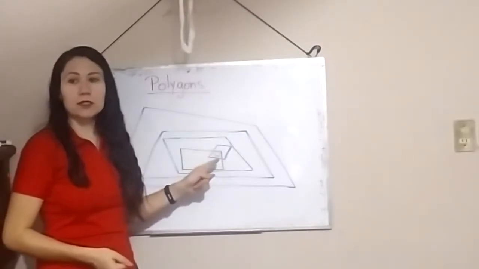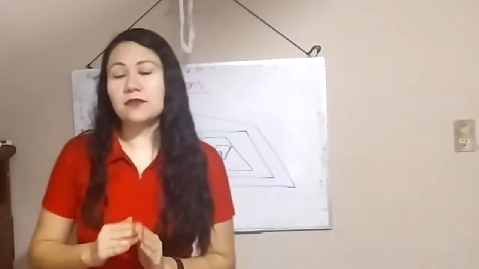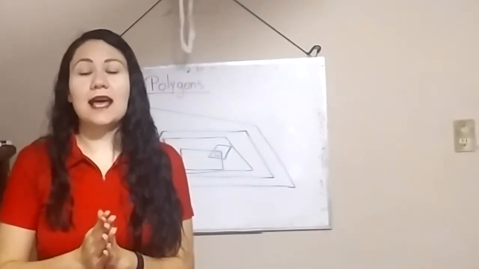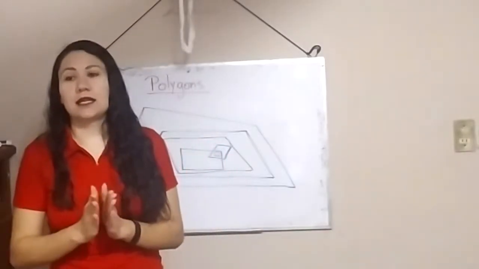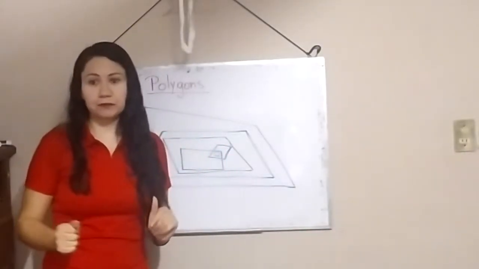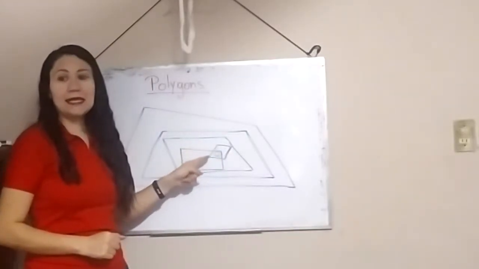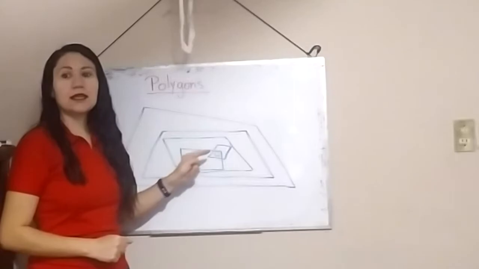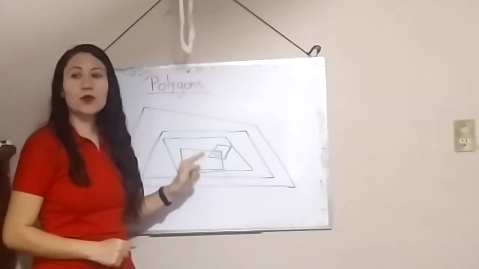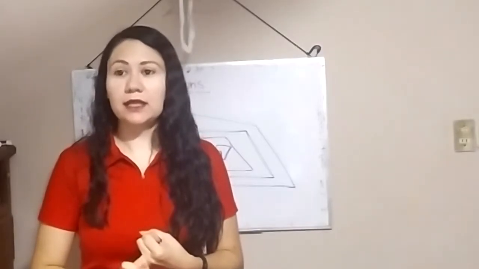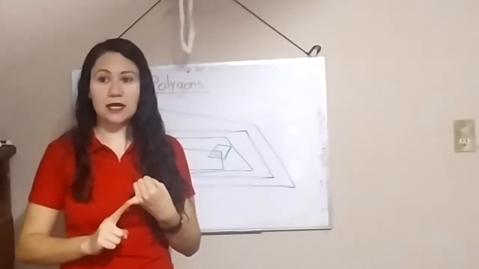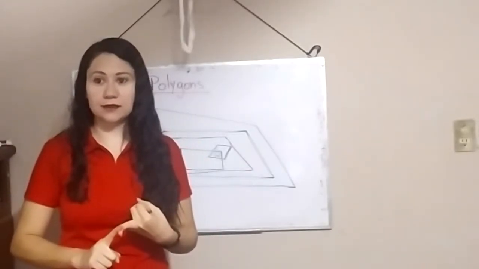This is called a rhombus. The specific characteristic for a rhombus is that it has four equal sides, okay? They have the same measure. Now, inside both rectangle and rhombus, we have the square. Out of all of these, the square and the rhombus are the only regular polygons, okay? Because they have equal sides and equal angles.